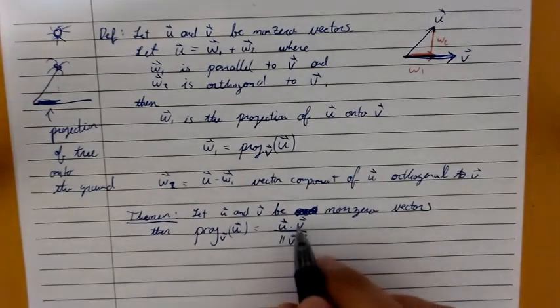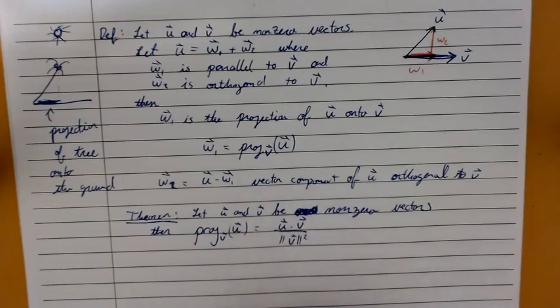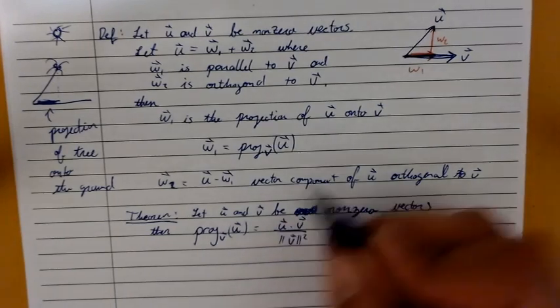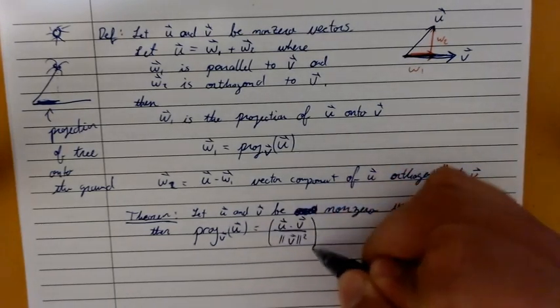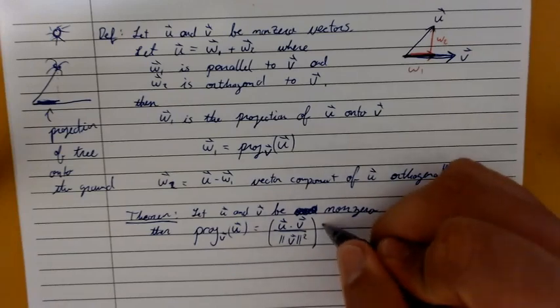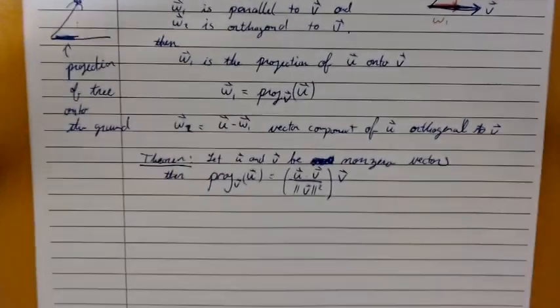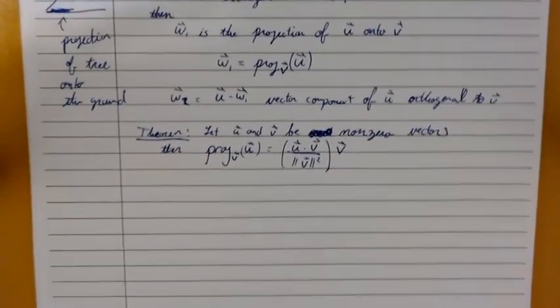Notice the dot product is a scalar. The magnitude is a scalar. Squaring a scalar still gives you a scalar. And a scalar divided by a scalar is a scalar. This is just a number, like 5, 12, whatever the number is. That's going to get multiplied by the vector v. So it's a scalar times a vector. Just like that.